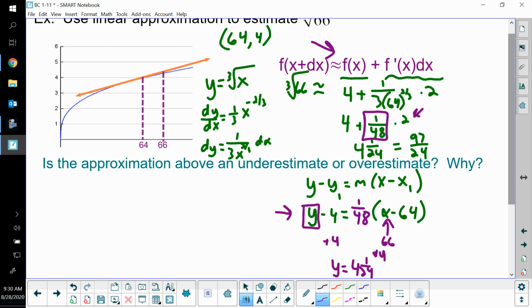Now, this graph, notice, is concave down, so the tangent line is on top. So this would be an overestimate. And we can say that since f of x is concave down.